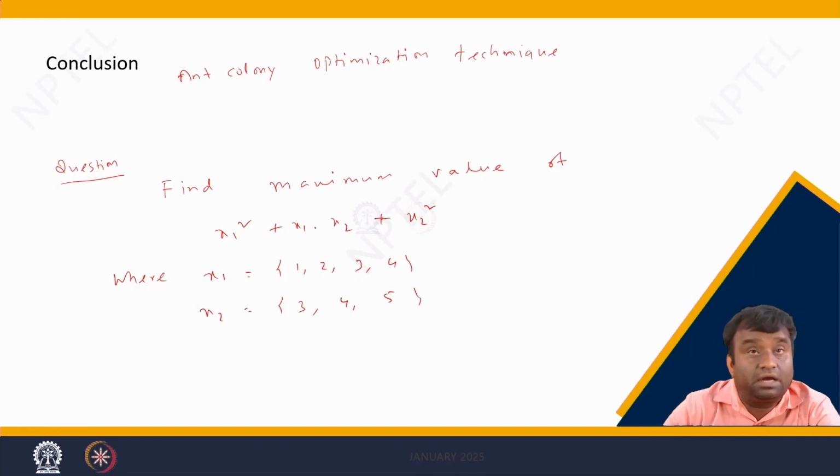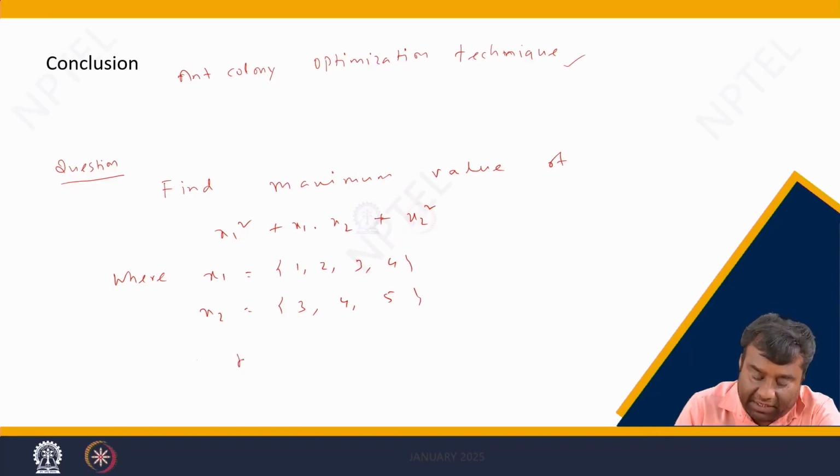So in this class, we have understood the ant colony optimization technique. The question for today's class is: find the maximum value of x1 squared plus x1 x2 plus x2 squared, where x1 is 1, 2, 3, 4 and x2 is 3, 4, 5. Solve it by ant colony optimization technique.